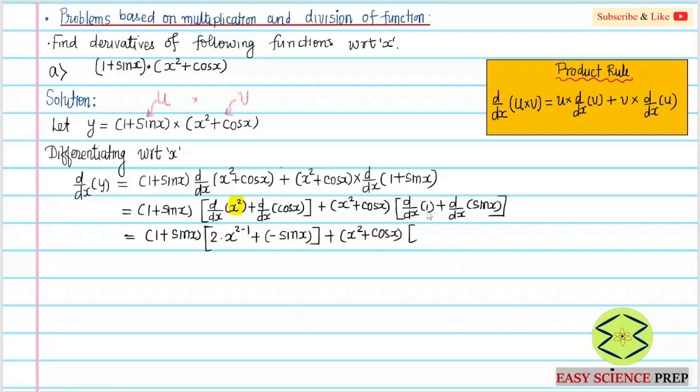Now the derivative of 1. If you look, 1 is a constant term. There is no variable involved in it. So 1 is a constant term. The derivative of a constant is 0. We have already understood this. So it will be 0. The derivative of sin x, you can see the table again.